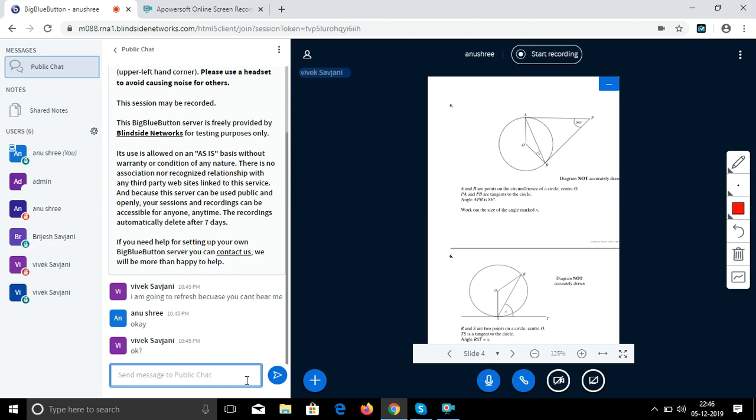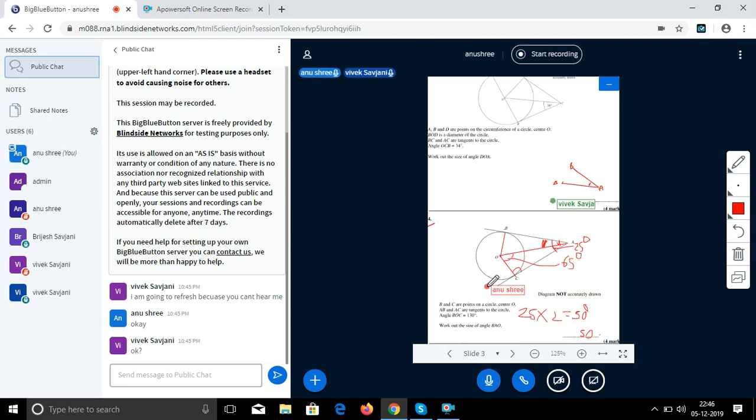Hello? Yes. So what was your answer for question 4? Question 4. Which one was question 4 again? That's this. This one. So what I did was, I did the same thing, I got 50. It's 25. But I'm not sure where I went wrong. Because you got like 50, 130, so it must be 50, that's what I thought.